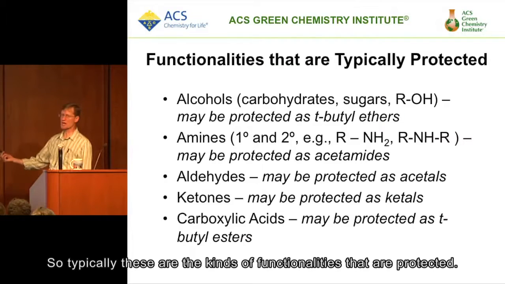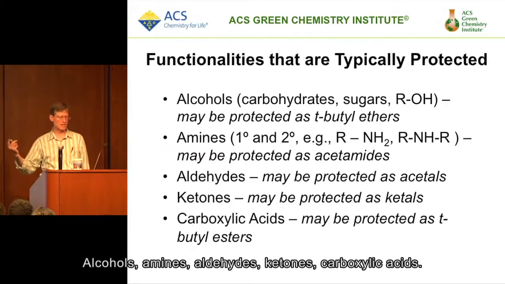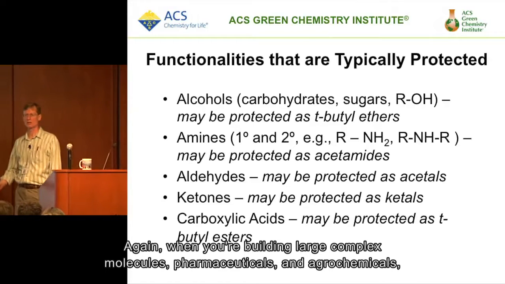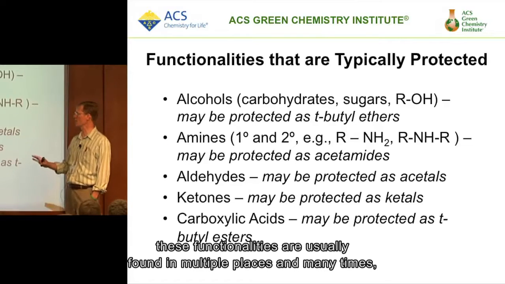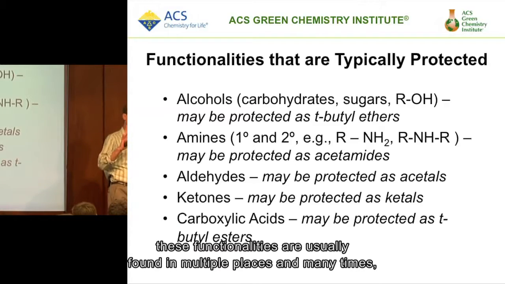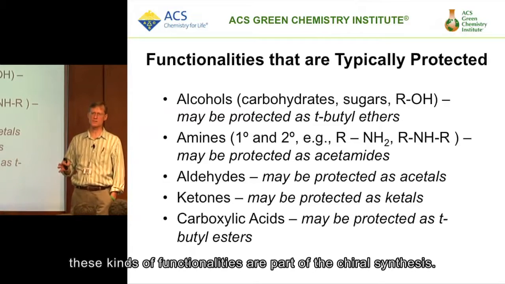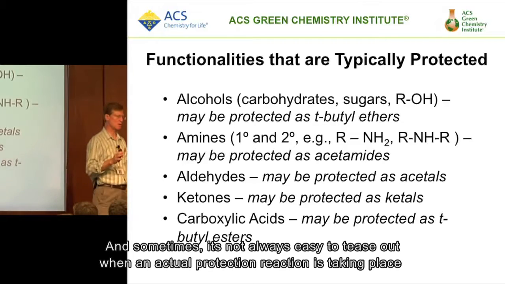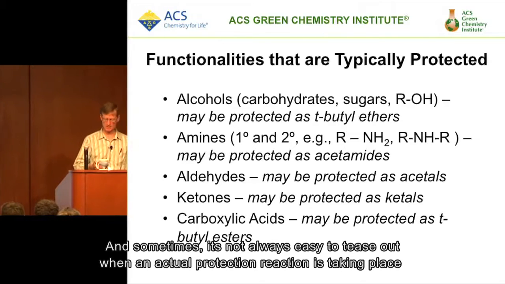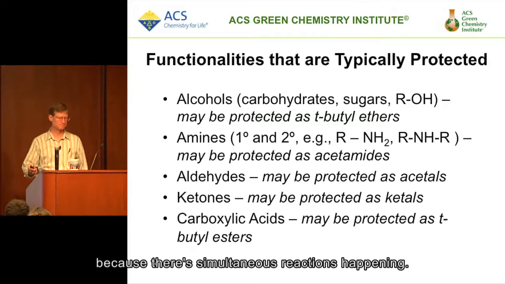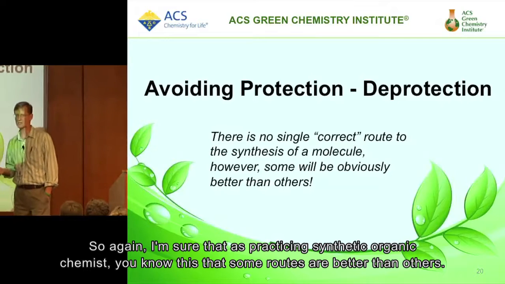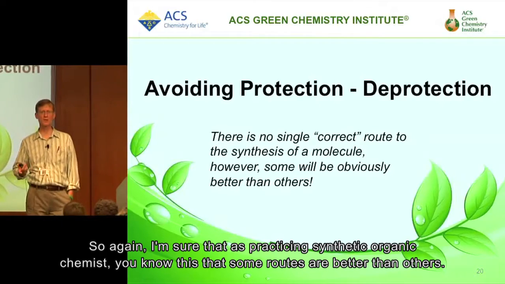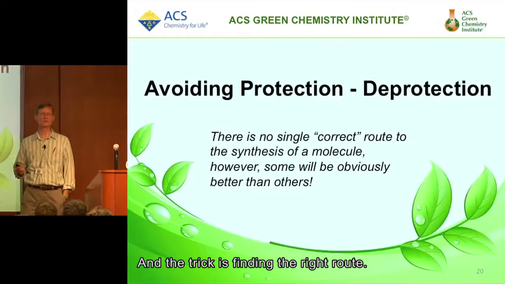So typically, these are the kinds of functionalities that are protected: alcohols, amines, aldehydes, ketones, carboxylic acids. Again, when you're building large complex molecules, pharmaceuticals, and agrochemicals, these functionalities are usually found in multiple places, and many times these kinds of functionalities are part of the chiral synthesis. And sometimes it's not always easy to tease out when actually a protection reaction is taking place because there are simultaneous reactions happening. So you get a transition state that's actually being protected. So again, I'm sure if you're practicing synthetic organic chemists, you know this. Some routes are better than others. And the trick is finding the right route.